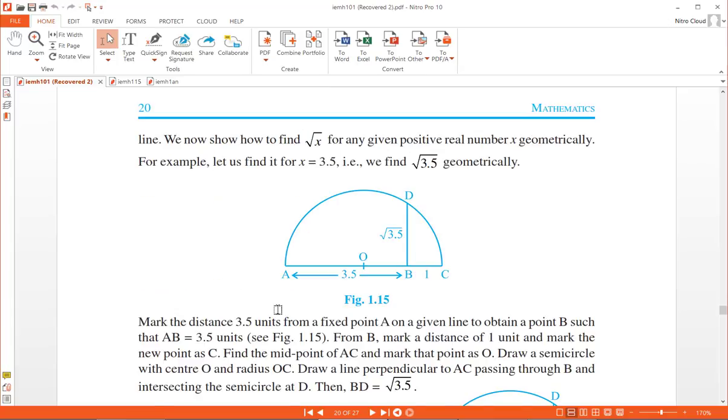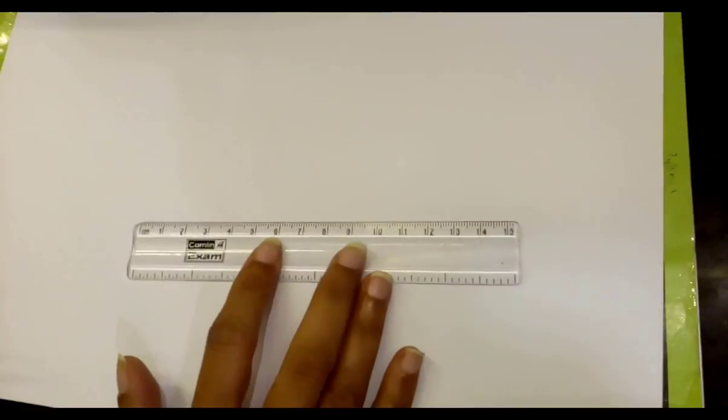So here what is discussed is that we were making on the number line root 5, root 2, all those values we had seen earlier, how to represent them on the number line. Now here you are given an example as to how to represent any number. So it could be a square root of 3.5 and you're trying to represent it using this method here. So I'll just demonstrate it.